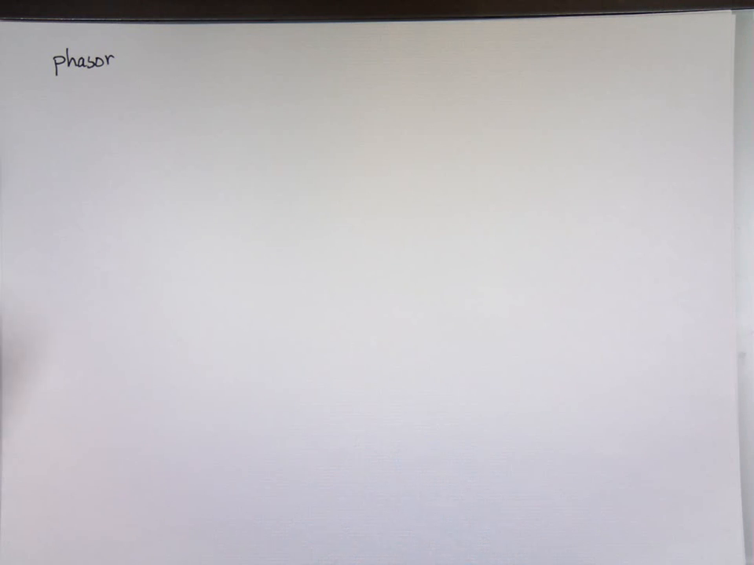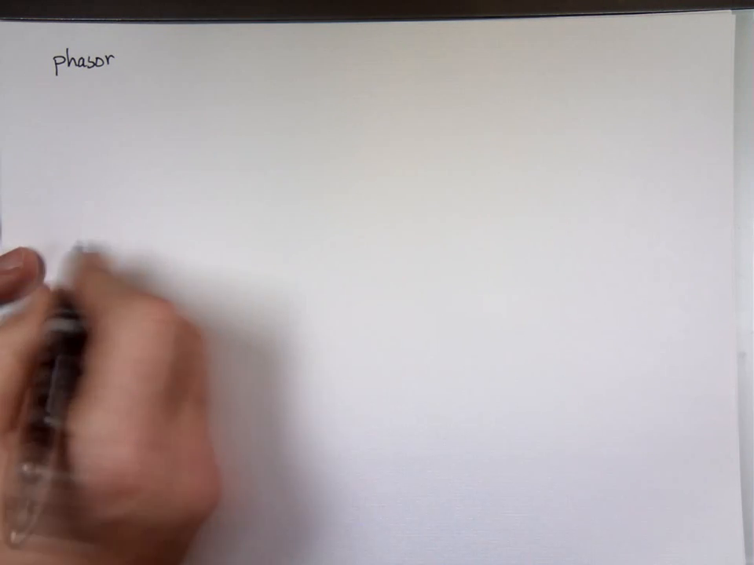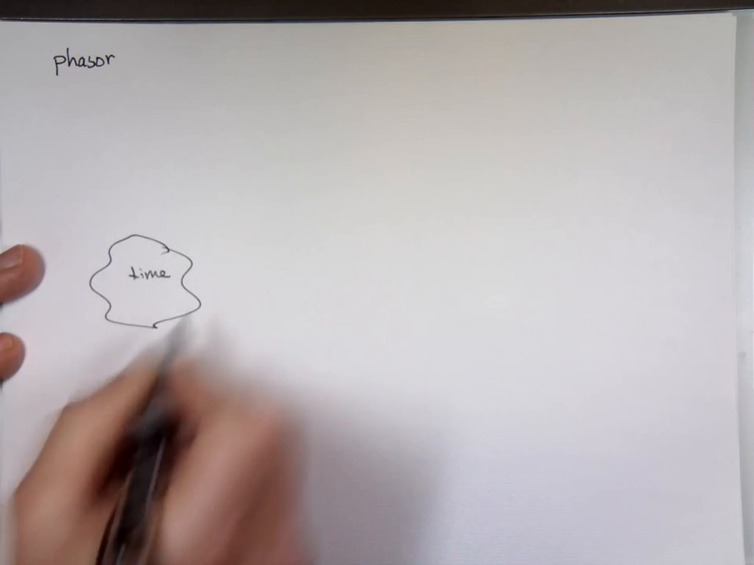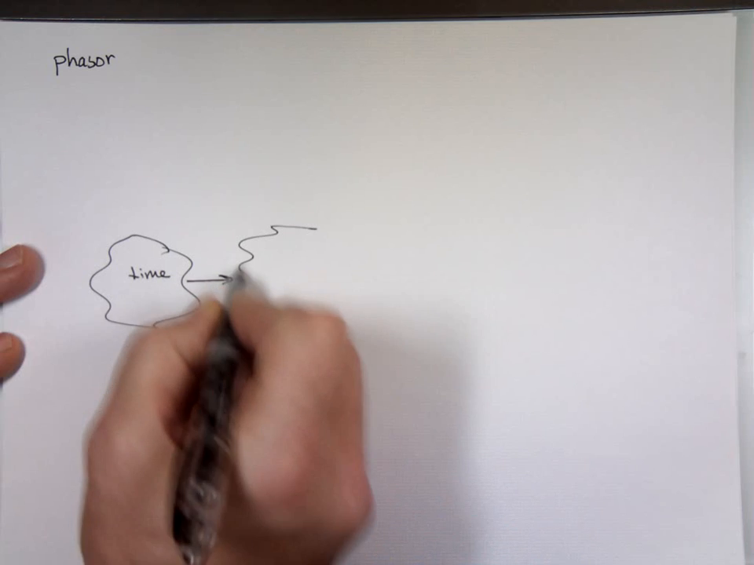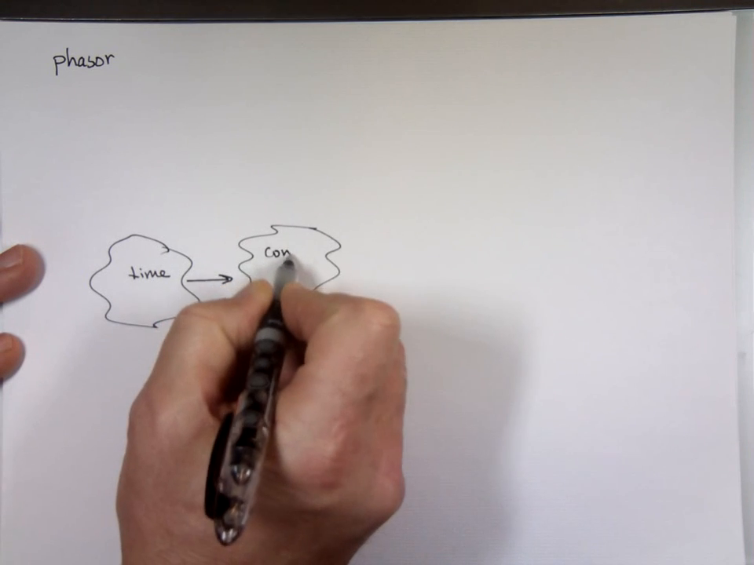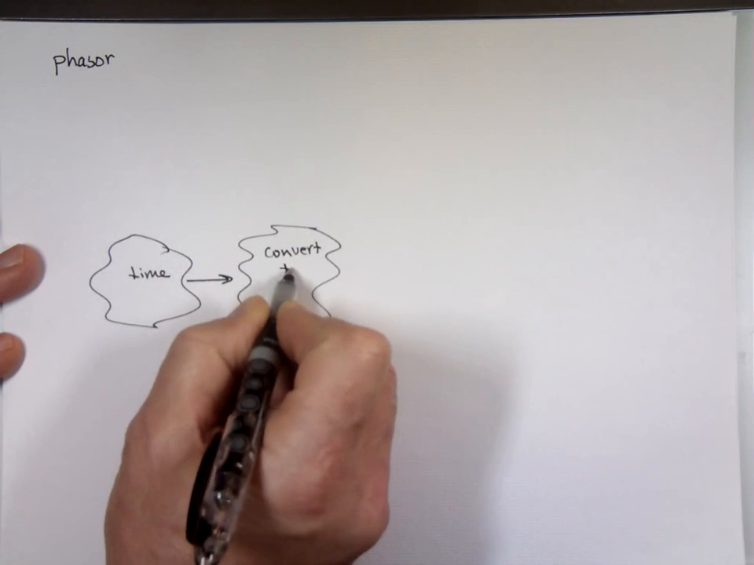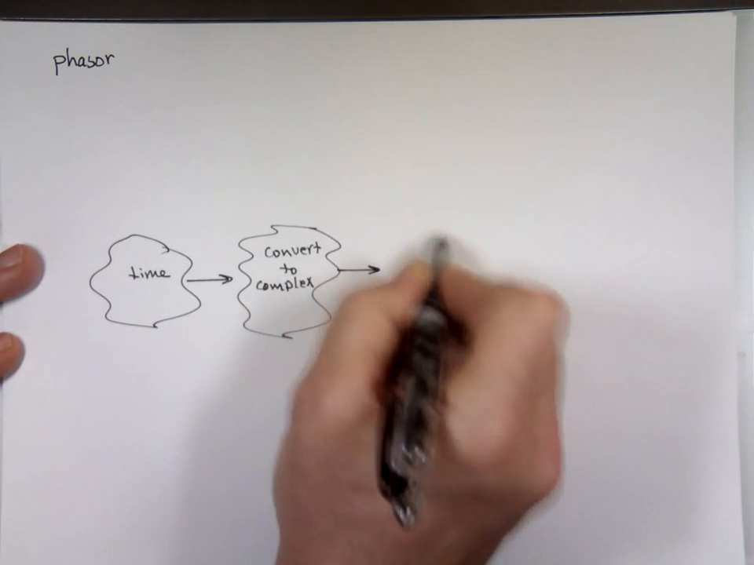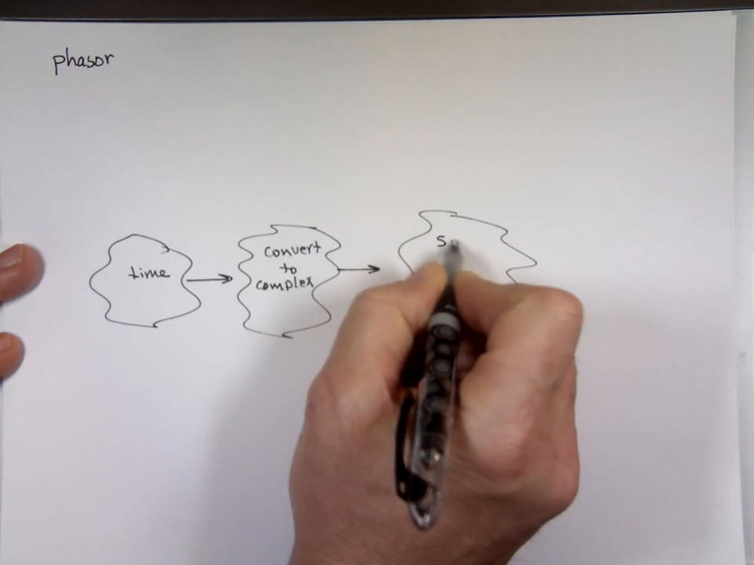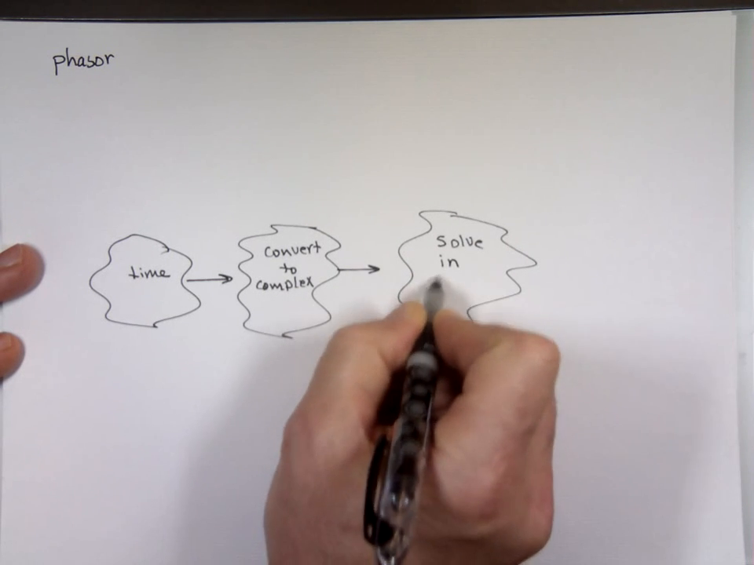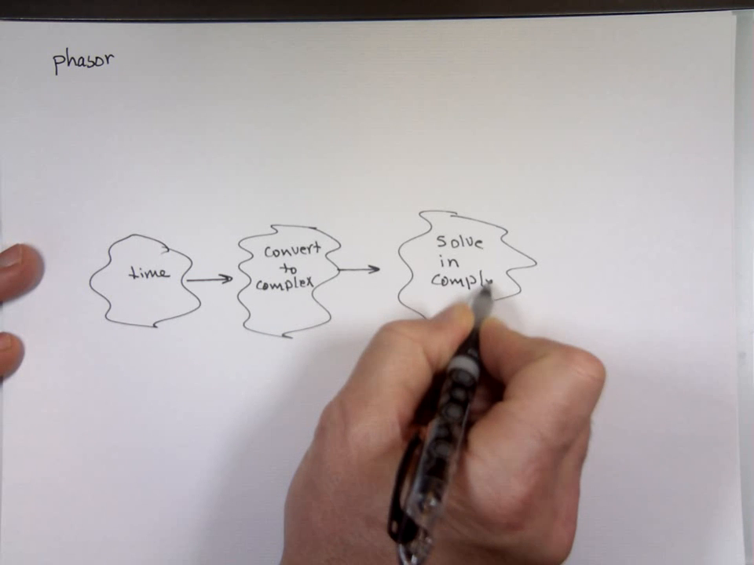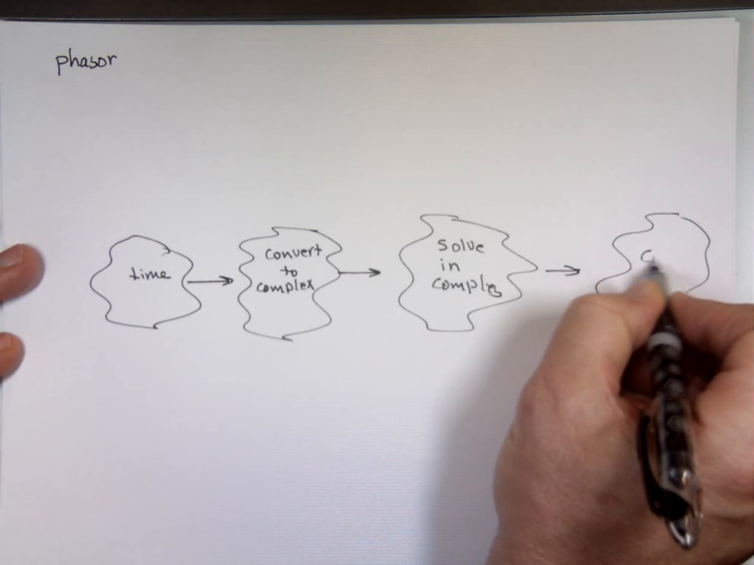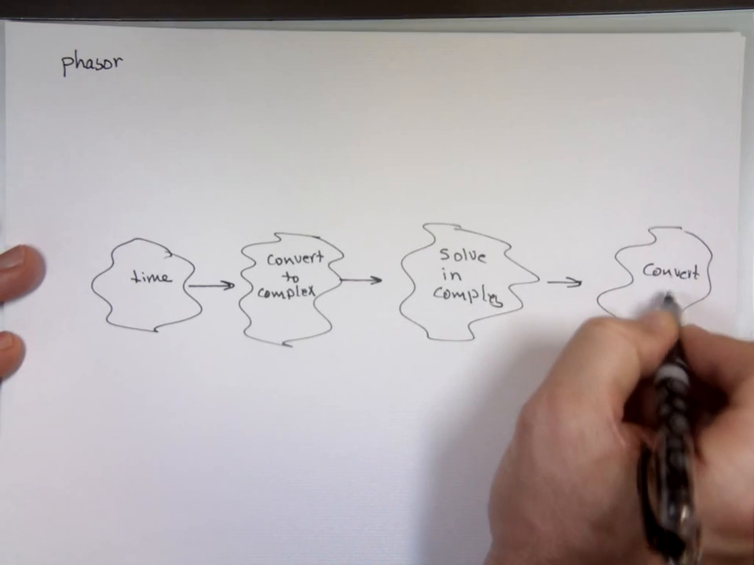And again, as I said before, the way the technique works, we're going to take a problem in time domain, a circuit problem in time, and convert that to complex. Then we're going to solve it in complex because it's much easier. And the last step, change it back, convert to time domain.